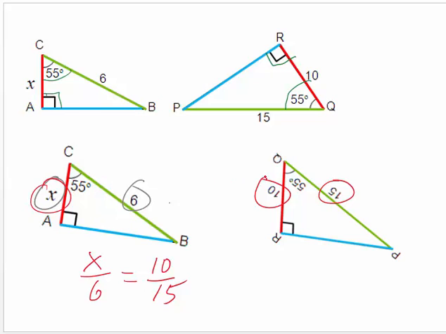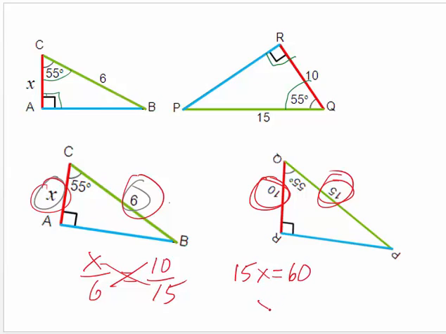Once again, the x corresponds to the 10 and the 6 corresponds to the 15. So I stayed in the correct order there. When I cross multiply, 15x equals 6 times 10, which is 60. And when I divide both sides by 15, I get x equals 4.